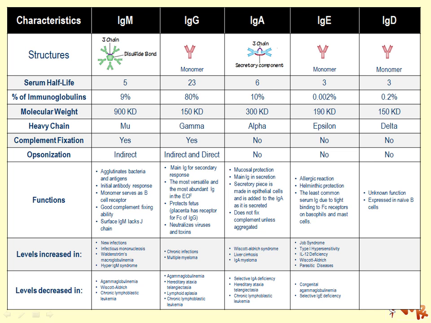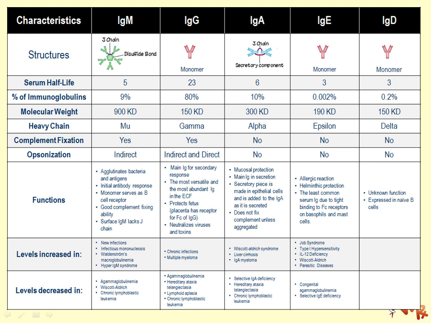With regard to opsonization, only two of them can opsonize. As we're going to see later, more in detail, the opsonization function is either direct or indirect. To be more specific, the IgM only has indirect. And as we're going to see later, indirect means that you have to involve complements. However, IgG has both direct and indirect method of opsonization. Means that it can work through complements or directly can cause opsonization without the contribution of the complements.